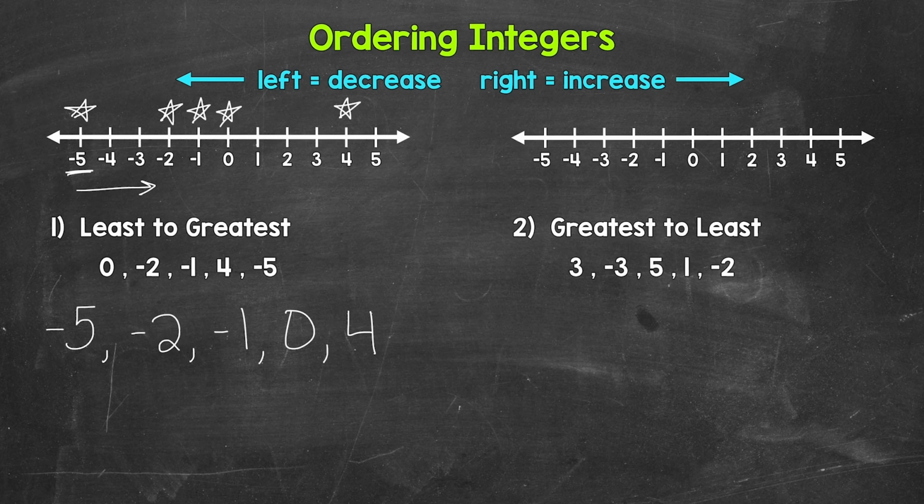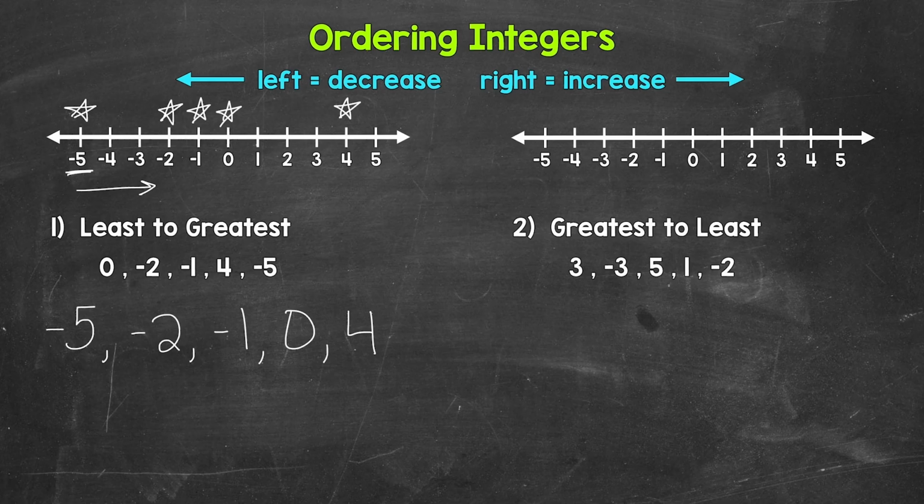Now before moving on to number 2, I do want to mention, just like when we compare integers, I like to relate this to temperature to help us think through these. -5 degrees is the coldest temperature here, and we work our way up to the warmest temperature, 4 degrees. So just a different way to think through these. Let's move on to number 2, where we need to order these integers from greatest to least.